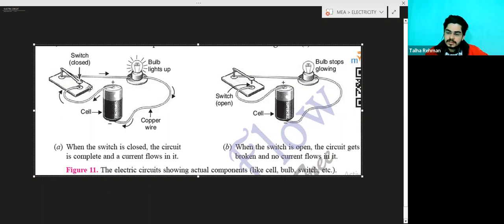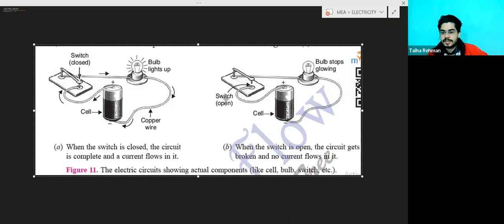So this is the first condition. Here the switch is closed. Always remember, if the switch is closed, then current will flow, and the current will flow continuously. Now see here, this is the condition where the switch is open. If the switch is open, you have indirectly disconnected the wire from the battery, so there will be no potential difference and no current.